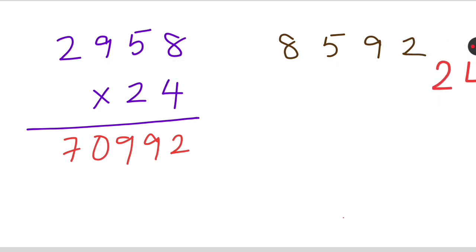After going to the right, no digits are vertically aligned. So now we stop this process. Now the result is 70,992.